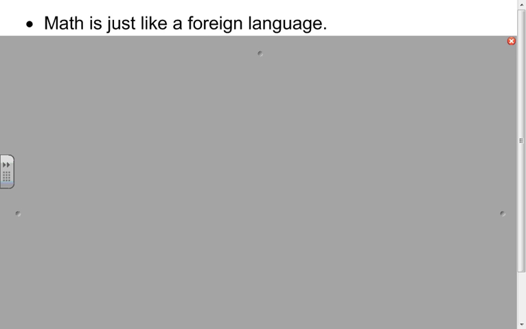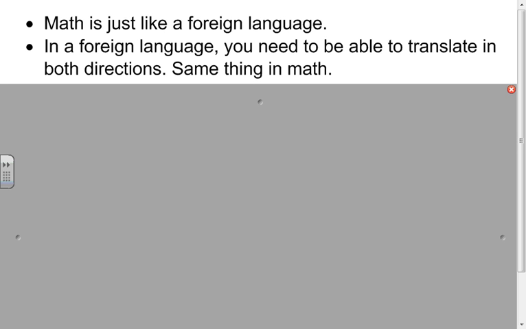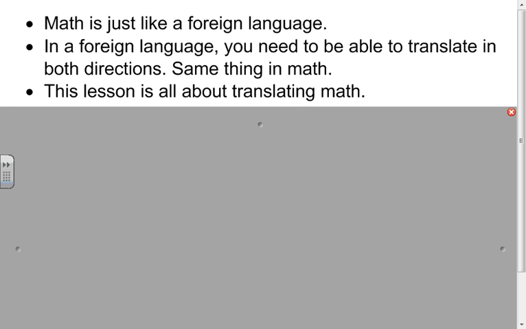Math is just like a foreign language. A lot of what we're going to do in this section is we're going to translate. We're going to turn math expressions into words, and we're going to turn words back into math expressions. In a foreign language, you have to be able to translate in both directions. For example, I can translate the English word hello into the Spanish word hola. I can translate the Spanish word gracias into the English words thank you. You have to be able to translate both directions. Same thing in math. The rest of this lesson is all about translating math.